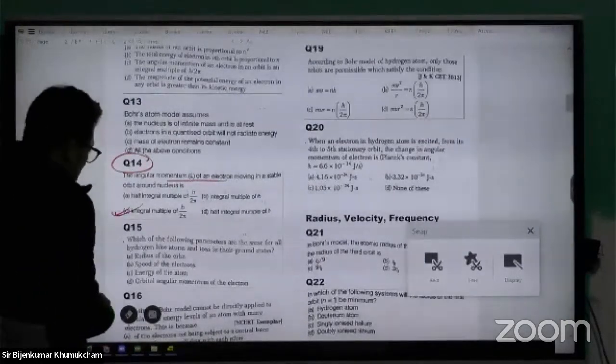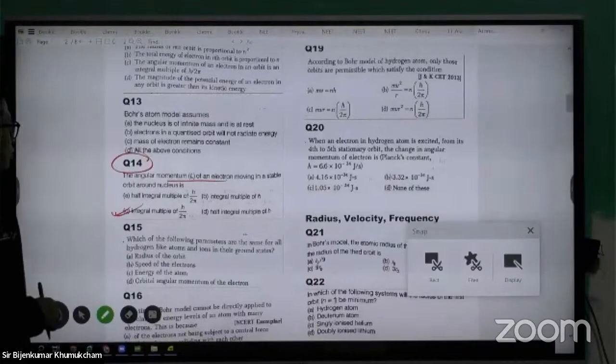Good. So which of the following parameters are the same for all hydrogen-like atoms and ions in their ground state? Ground state of hydrogen.